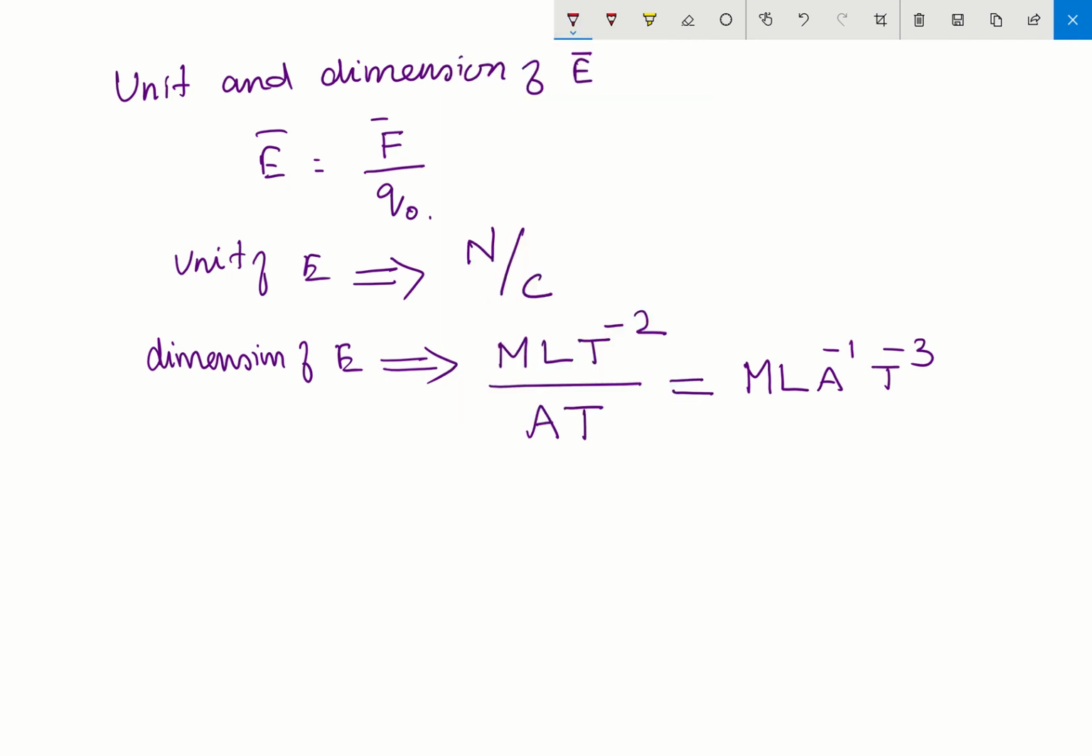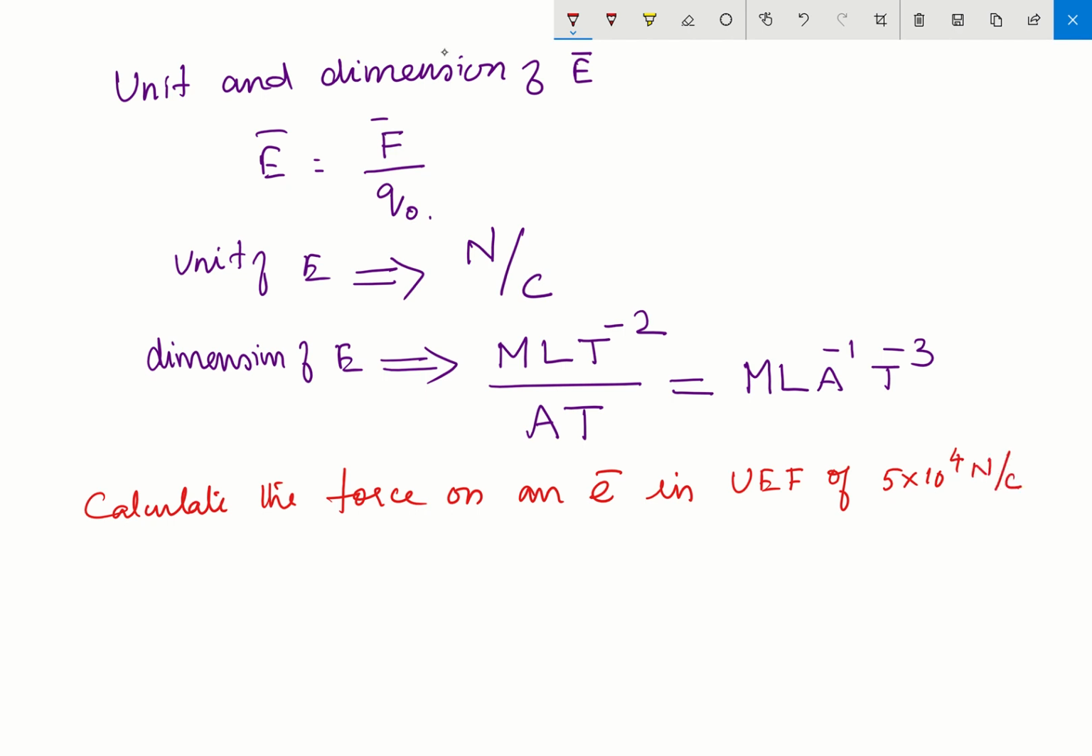Calculate the force on an electron in a uniform electric field. Uniform electric field means, what is that? The direction won't change. Both direction and magnitude are the same at each and every point. Therefore, uniform electric field means the electric field is the same at each and every point, both magnitude and direction. That is what is called a uniform electric field of 5 into 10 power 4 Newton per Coulomb due north.